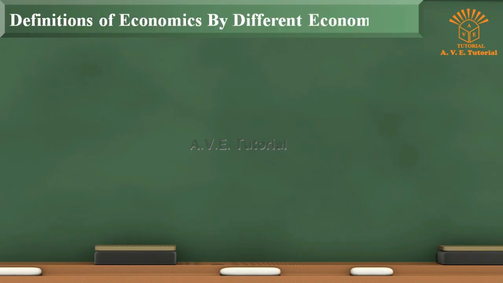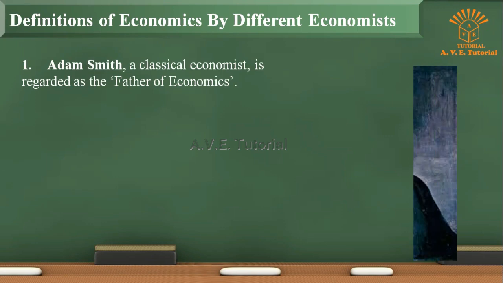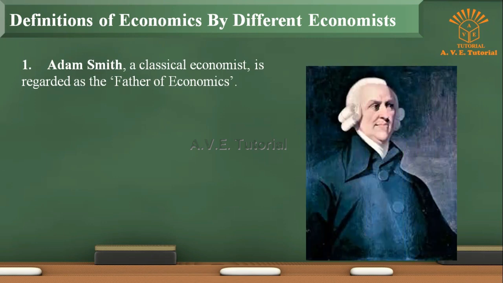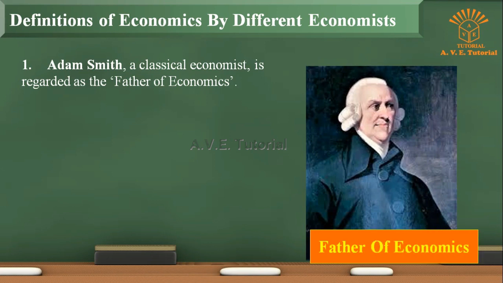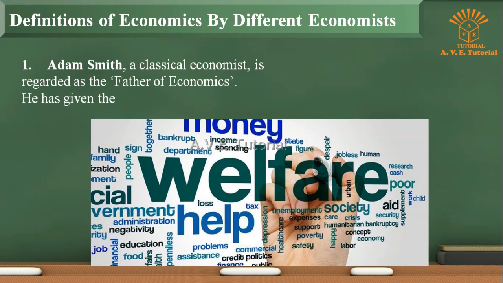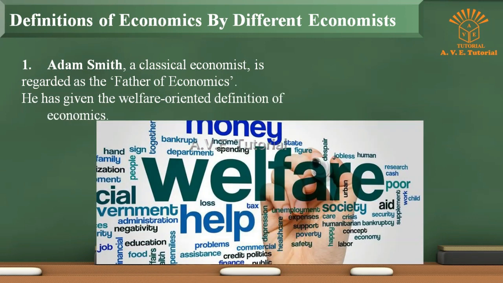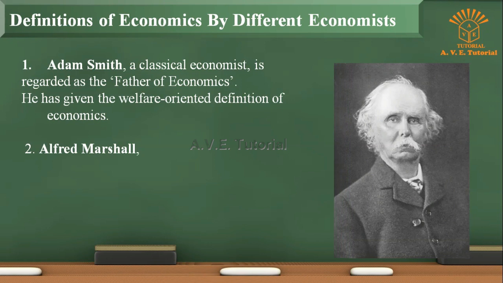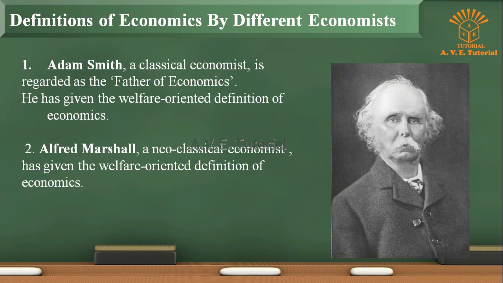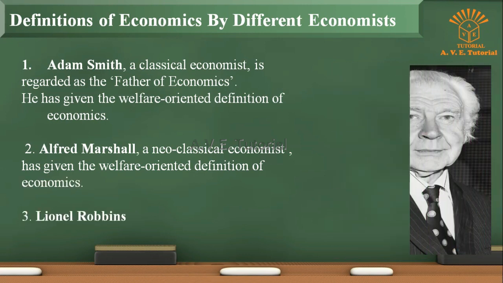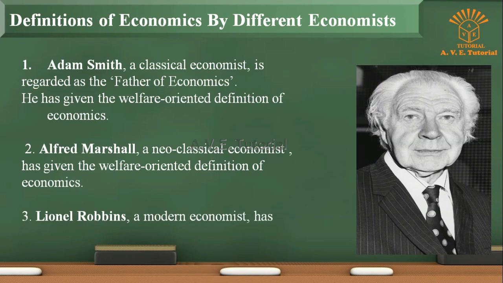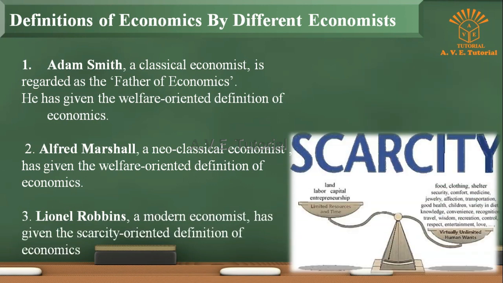Let us see definitions of economics given by different economists. Many economists have defined economics in different ways. First, Adam Smith, a classical economist, is regarded as the father of economics. He has given the wealth-oriented definition of economics. Second, Alfred Marshall, a neoclassical economist, has given the welfare-oriented definition of economics. Third, Lionel Robbins, a modern economist, has given the scarcity-oriented definition of economics.